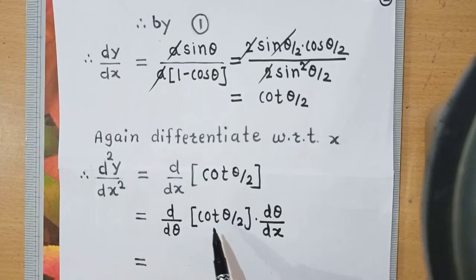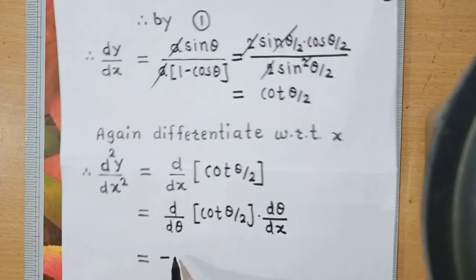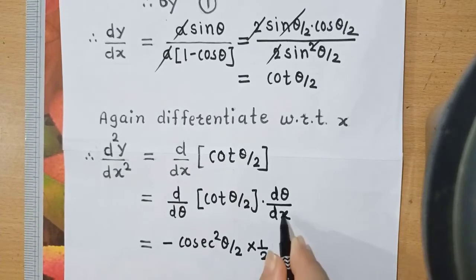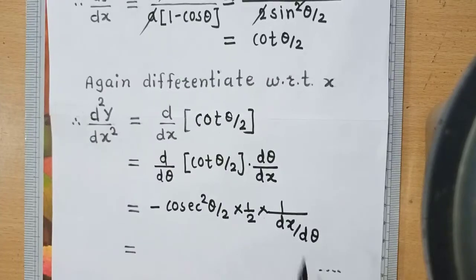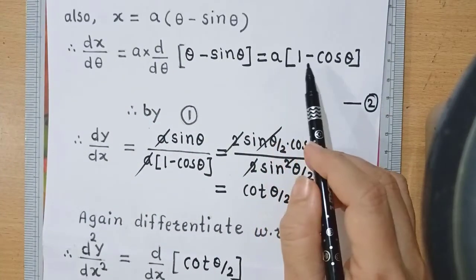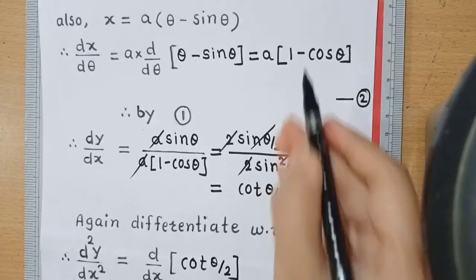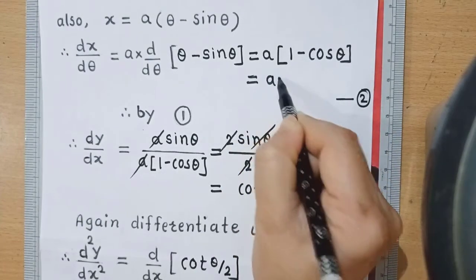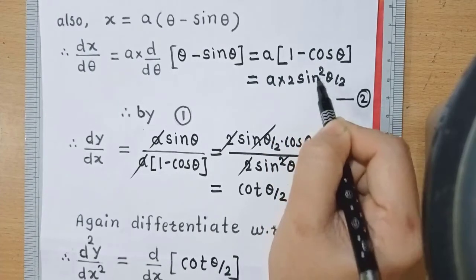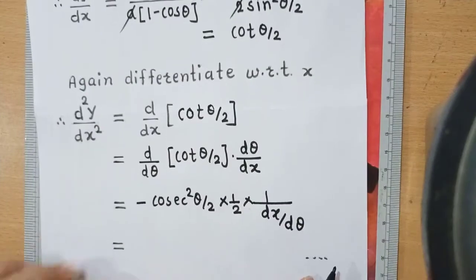Again the derivative of cot is minus cosec square theta by 2. Again its derivative, 1 upon 2, and we will write this as 1 upon dx by d theta. Now we know the value, dx by d theta means what? a into 1 minus cos theta. Again we can write this as a into 2 sin square theta by 2. We will use this value here in the downside.